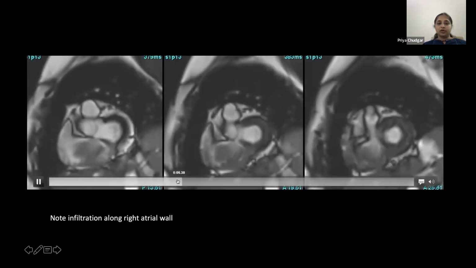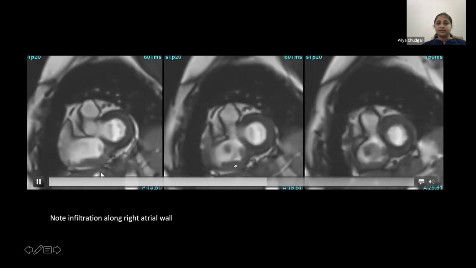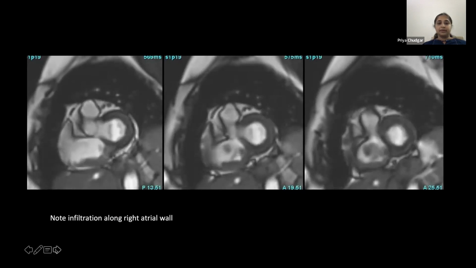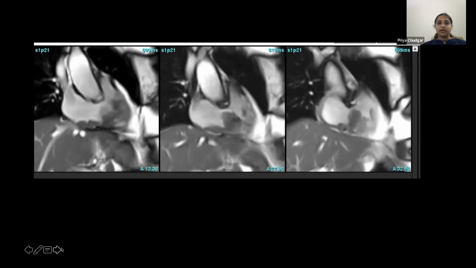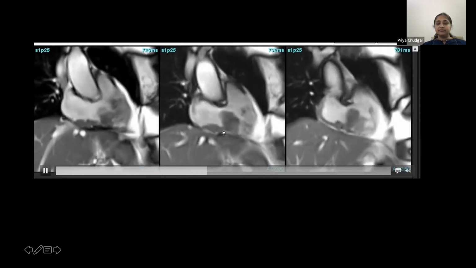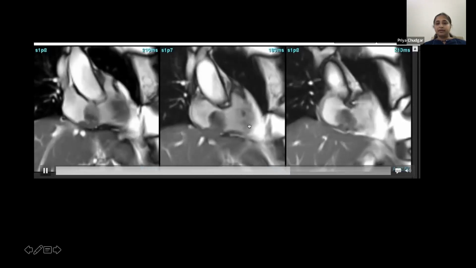Zoomed out views of the short axis images. Here we can appreciate there is thickening along the right atrial wall. RV views again confirm the mass is pedunculated with a small pedicle where it is prolapsing into the right ventricle.